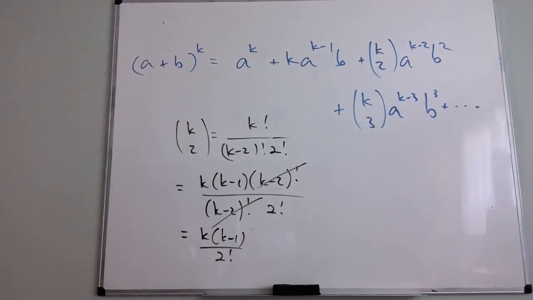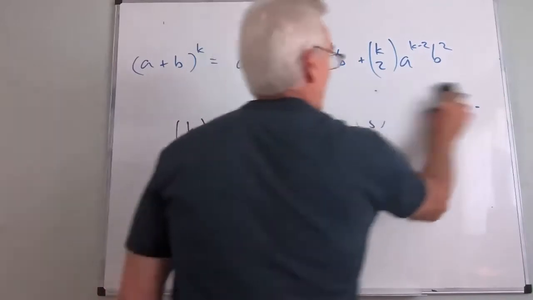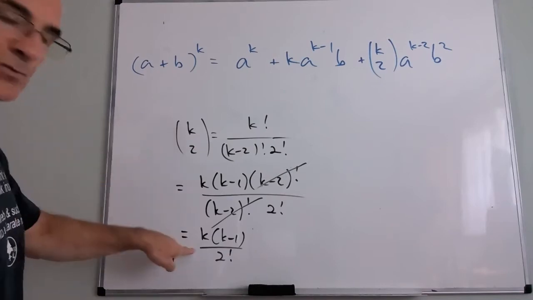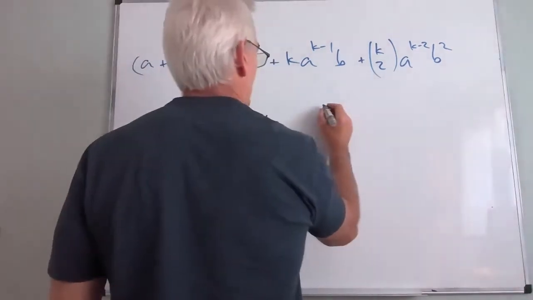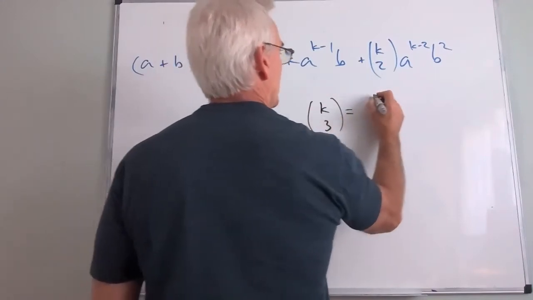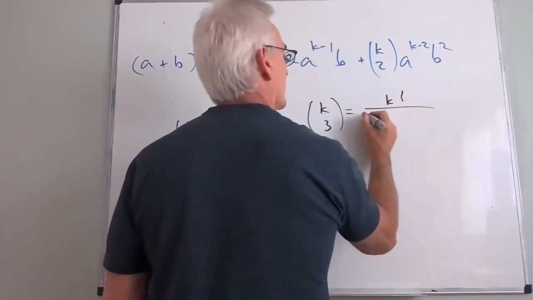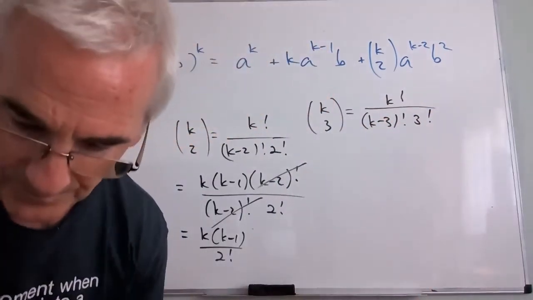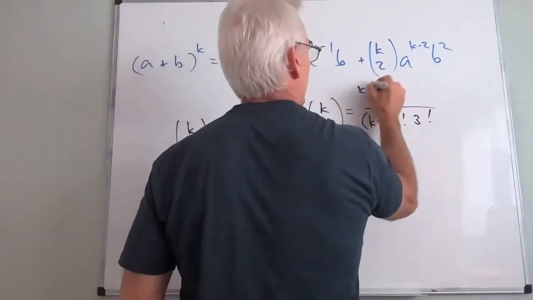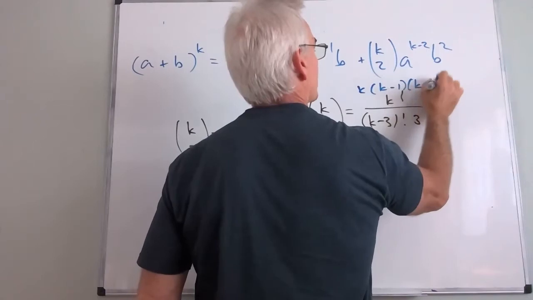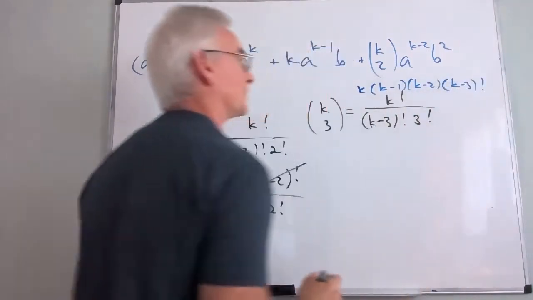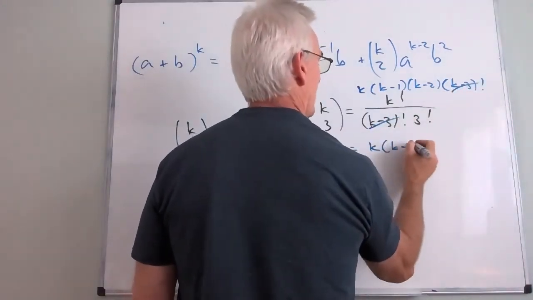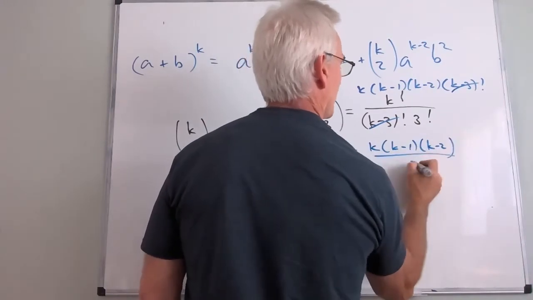Cool. Can I do the same thing with this term? Because I want to see if I can figure out a pattern. I want to come up with a pattern that doesn't require me to use this notation, just write things in this form, and there's a reason, I'll explain in a moment. So this would be k factorial over k minus 3 factorial times 3 factorial. Just like we did a moment ago, if I run off the first few terms here, I'd have k, k minus 1, k minus 2, k minus 3 quantity factorial. Then this would be k times k minus 1 times k minus 2 over 3 factorial.